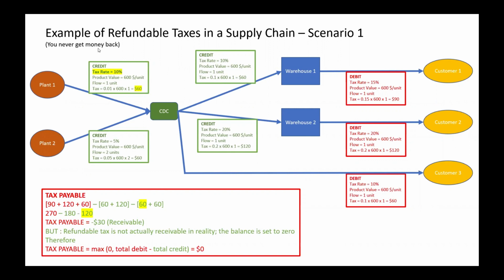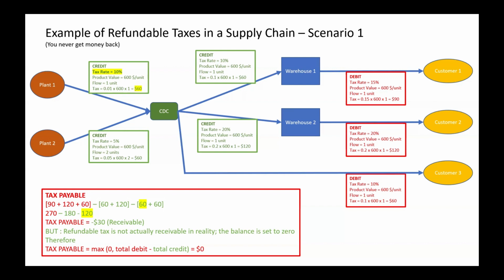Here, everything is the same except that the credit tax rate from plant one to CDC has increased from 1% to 10%. So now the credit you receive from here is 60 instead of 6. When you sum the debits and the credits, as you can see, the tax payable is minus $30, which means that the government should pay you $30.